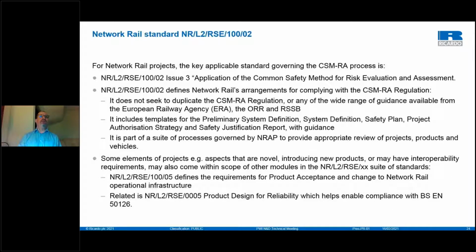Okay, mention Network Rail. Network Rail has its own standard, which is well known to those of us who deliver CSM within the Network Rail projects. It includes a lot of very useful templates for the preliminary system definition, safety plan, project authorization strategy, and SJR, with very useful guidance within the forms themselves. So if you need to refer to those, I would recommend them because they're very useful. They give a format and headings that you can use to form the basis of your reports.